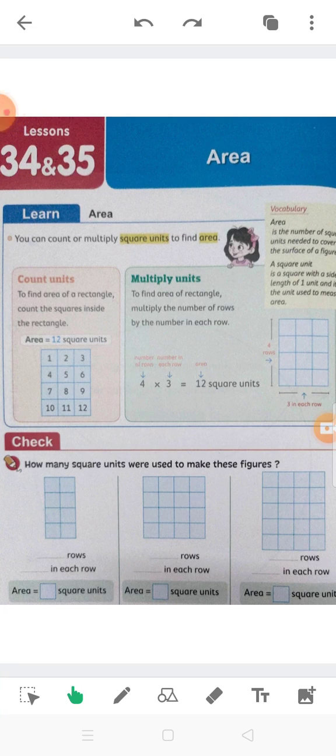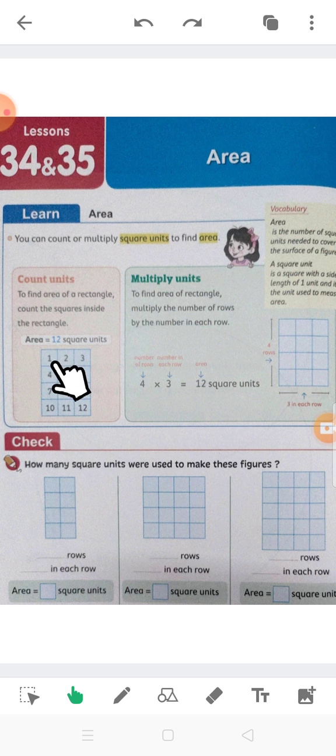Hope you are fine. Today our lesson is about the area. Let's know what it means. Area is how to count or multiply square units to find the number of square units needed to cover the figure or the surface of the figure.